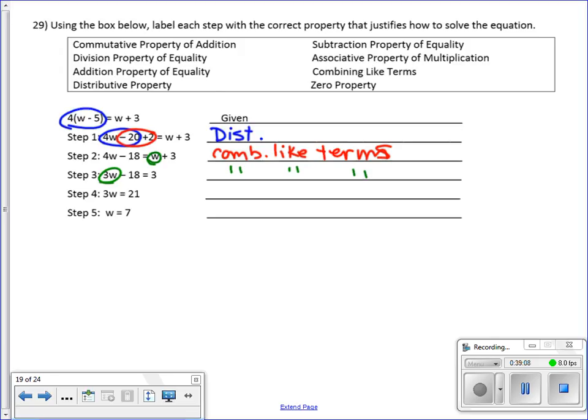Now we're going to do our additive inverse by adding 18 to both sides here. So this is an additive inverse, so we have to look and see which property goes along with that. In this case, it's going to be the addition property of equality, because I can add to both sides and I still get the same thing. And then our last step here, we're dividing both sides by 3, which gives us our division property of equality. So that's our one here, division property of equality.